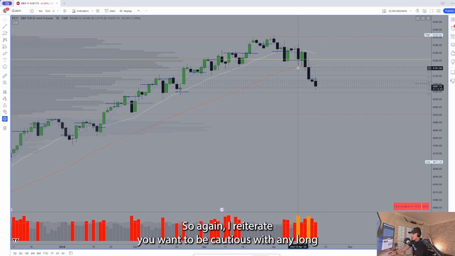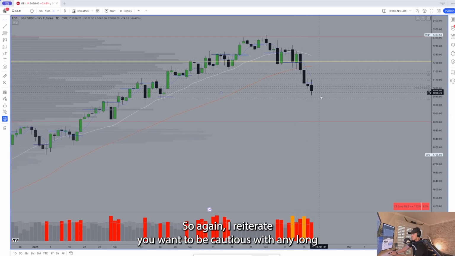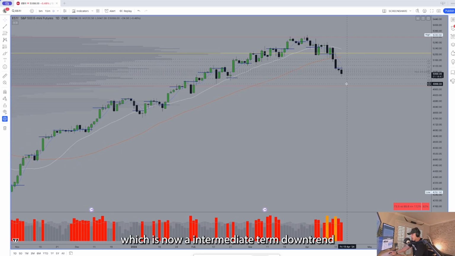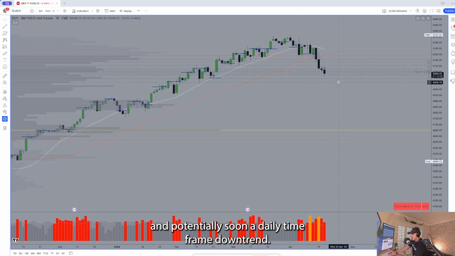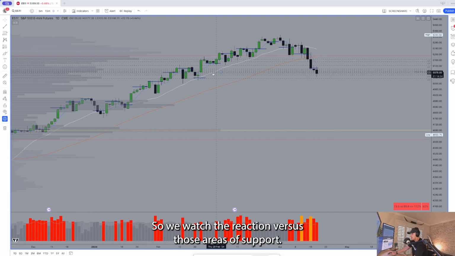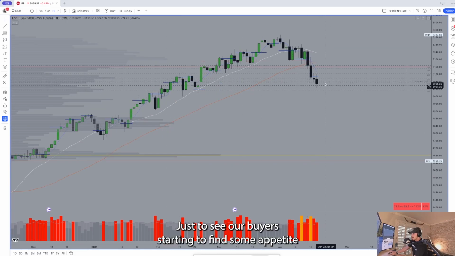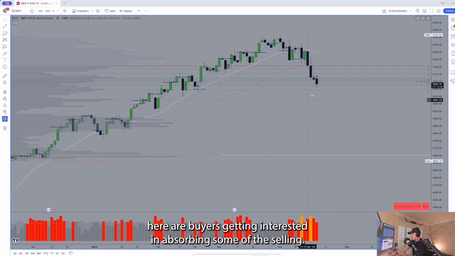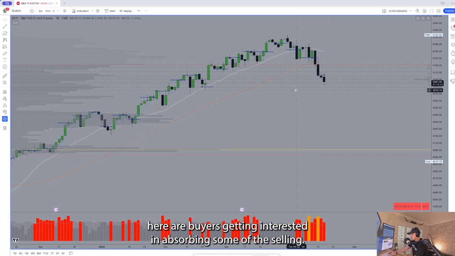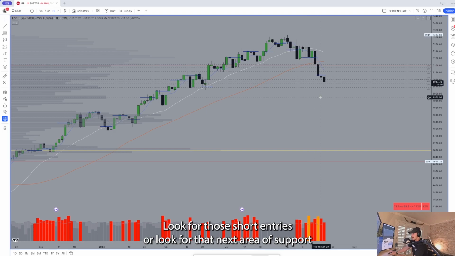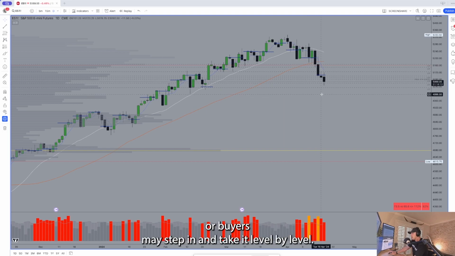So again, I reiterate, you want to be cautious with any long trades simply because you're fighting the primary context, which is now an intermediate term downtrend and potentially soon a daily time frame downtrend. So we watch the reaction versus those areas of support, just to see, are buyers starting to find some appetite here? Are buyers getting interested in absorbing some of the selling? If not, trade accordingly.